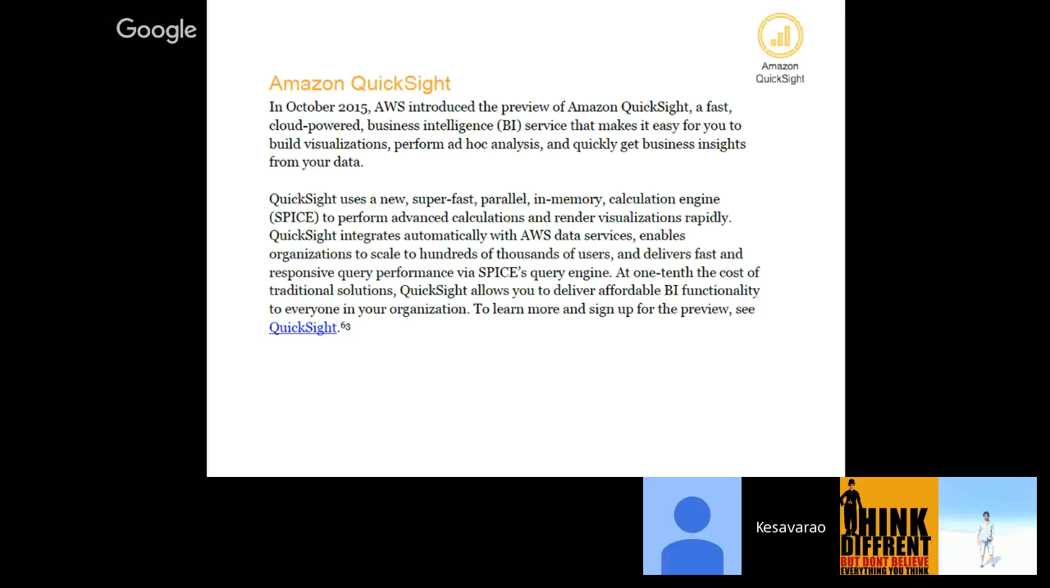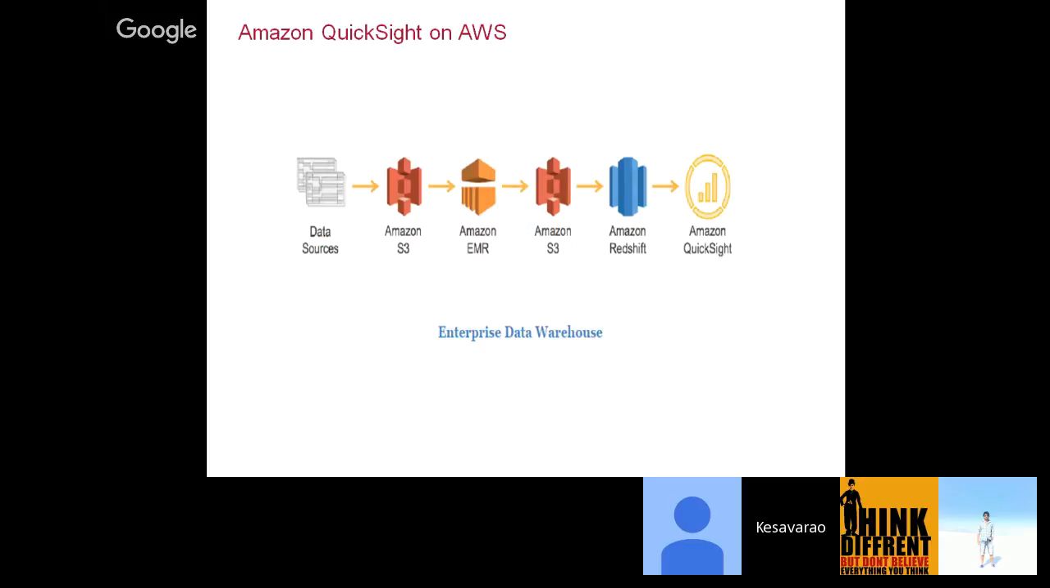The biggest advantage with QuickSight is that it can integrate automatically with AWS data services because it's part of AWS, and it costs one-tenth of traditional solutions. That's what Amazon always claims. But other than the advantages, people still have preferences. Users will prefer certain BI tools, and they will continue to use them.